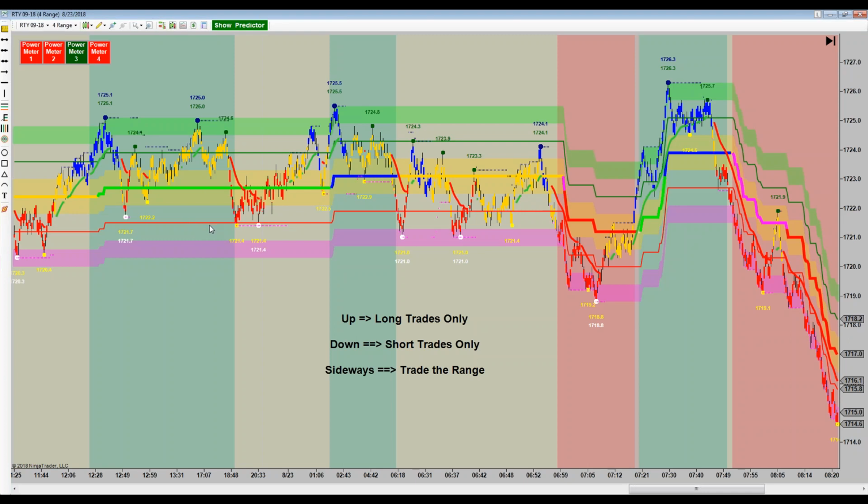This line is called line 2, because it's the top of band 2. The bands are numbered sequentially from the bottom to the top. 1, 2, 3, 4, mid band. Line 2 is here. So you hear line 2 in a short is sometimes used as a trail stop, which is where that comes into play.